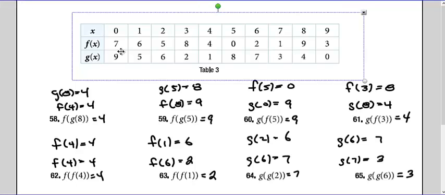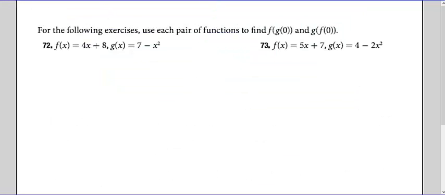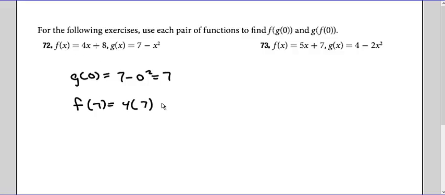And the final one is, instead of having a graph or table, you can use a function to do the same thing. So what we'll do here is for 7 we'll do g of 0. So here's the g function. It's going to be 7 minus 0 squared. So g of 0 is 7, and then we'll do f of 7. So use the output of this as the input of this. So the f function is 4 times x, plus 8. So that's 28 plus 8, which is 36.